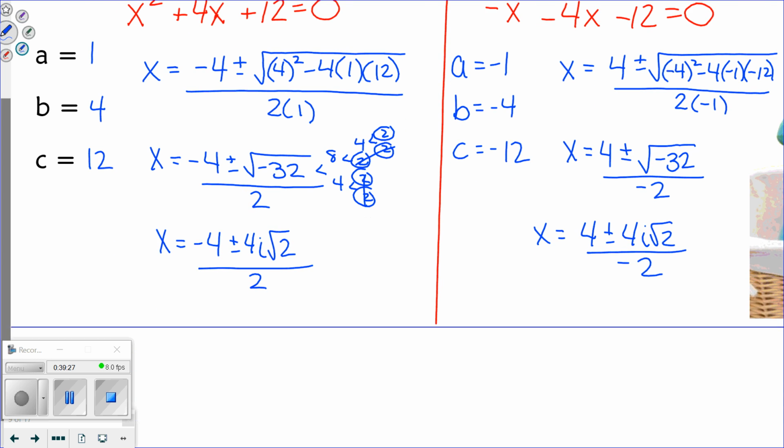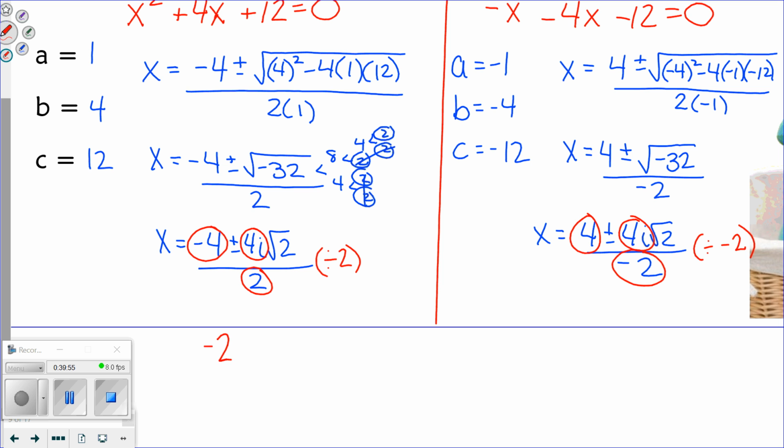All right, and then all 3 numbers. So the negative 4, the 4i, and the 2. Over here, it's the 4, the 4i, and the negative 2. In both cases, I can divide them all by 2. Now this one, though, instead of just 2, I'd probably divide it by negative 2, because I want to get rid of that negative on the bottom.